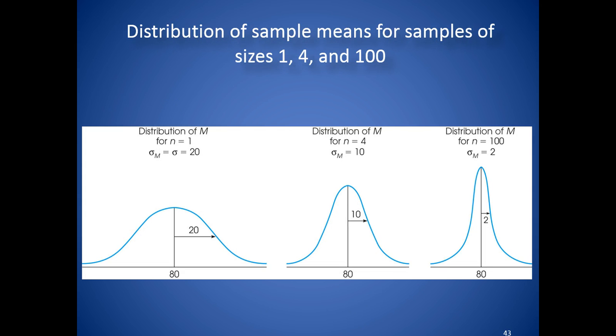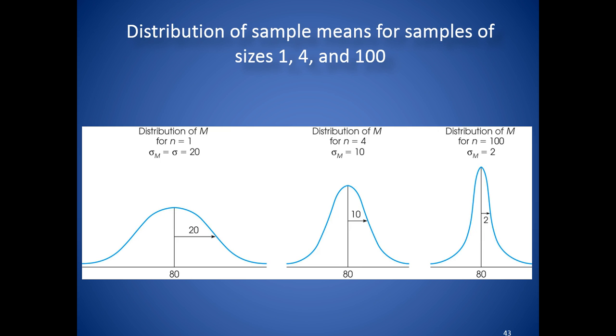So here's a distribution of sample means for samples of 1, 4, and 100. On the left side, it's very clear. You have a sample of 1. Look what happened to the variance. Very wide, sigma of 20. And what happens when you have a sample of 4? The variance gets smaller. It's 10. The mean is always in the middle, but now your sample mean is getting closer to your population mean.